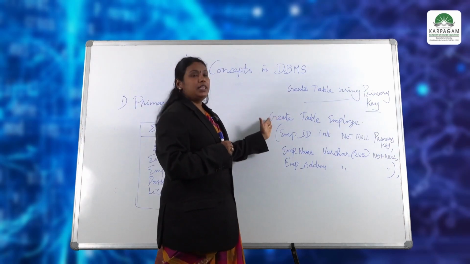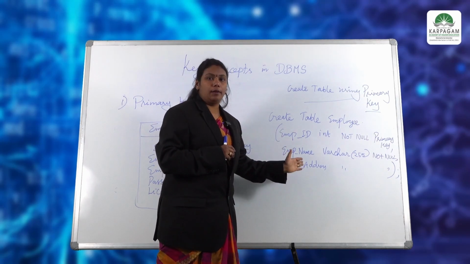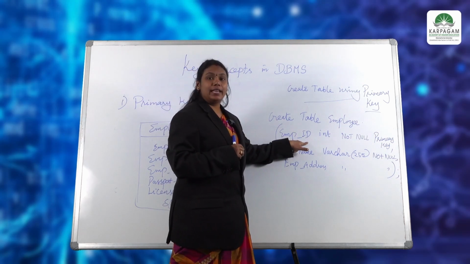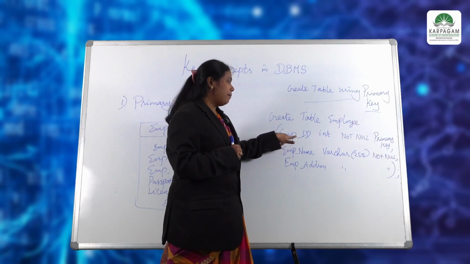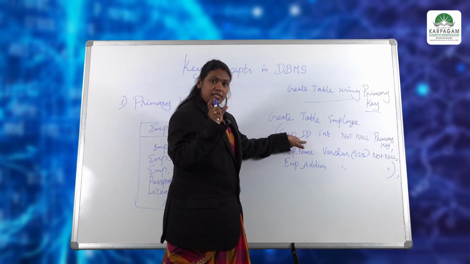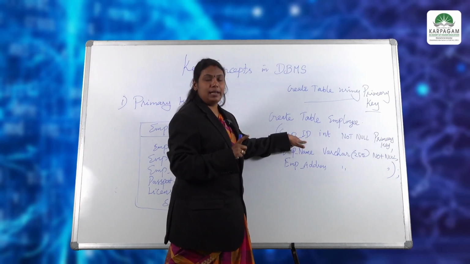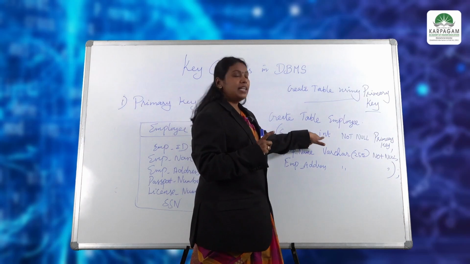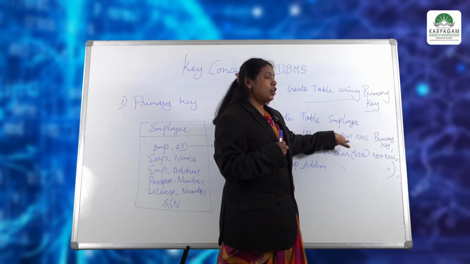Then within the open parenthesis we can give all types of column names or field names. First we can give employee ID. So already we see the concept of primary key. The employee ID is a unique representation, so we can give the primary key of the employee table as employee ID. The employee ID has the data type integer, then not null.